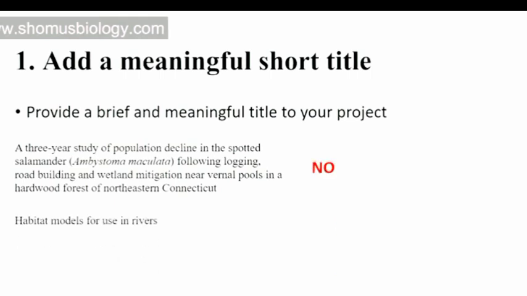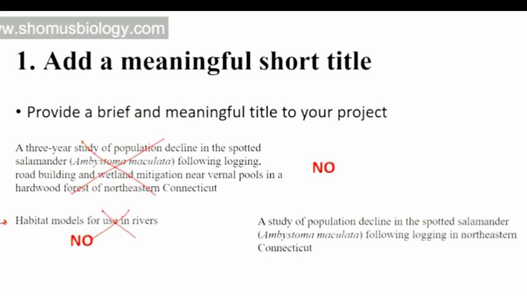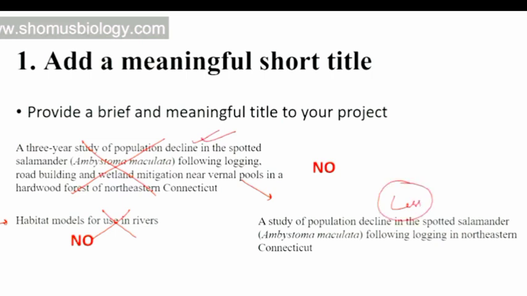On the other hand, you cannot write things like "Habitat models for use in rivers," for example for another project. If someone reads this title, it's too short. So obviously no. It should not be too long, and it should not be too short. While if you write the first title as "A study of population decline in the spotted salamander following logging in northeastern Connecticut," this explains the same as the paragraph but is much shorter, and you can put it into a single line. It's a good, meaningful, short title.